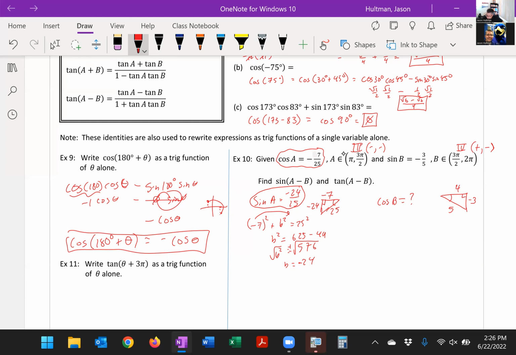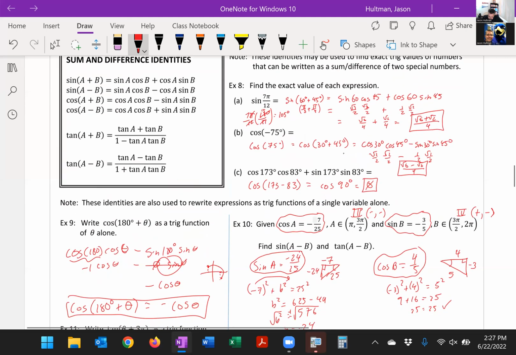Okay, and you could verify that. 3 squared is 9 plus 4 squared is 16. So negative 3 squared plus 4 squared is equal to 5 squared. 9 plus 16 does equal 25. So it does verify. Okay, and is the 4 positive? Yes, the 4 is positive. Why? Because we're in the fourth quadrant. So what's the cosine of B going to be? Well, it's just going to be 4 over 5. So now we have all 4 of our values that we need to find these sum and difference identities.